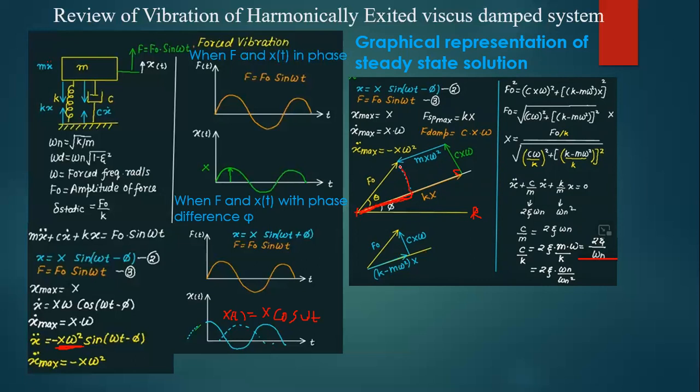And this distance is equal to C x omega. And this is F naught, and this is theta, which we call theta. Now, from the right angle triangle, because this is 90 degrees, F naught squared is equal to (C x omega) squared plus (K minus M omega squared) x squared. So this directly gives us F naught is equal to the radical of this thing. Finally, X is equal to F naught over this parameter.